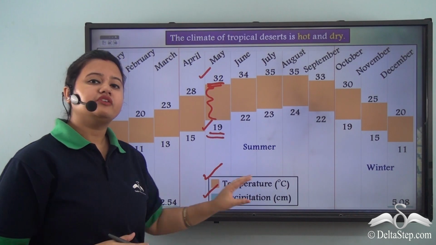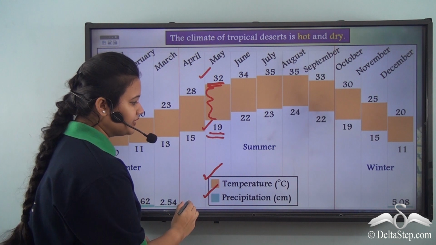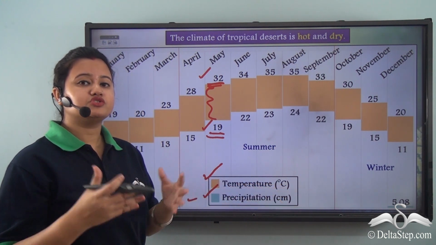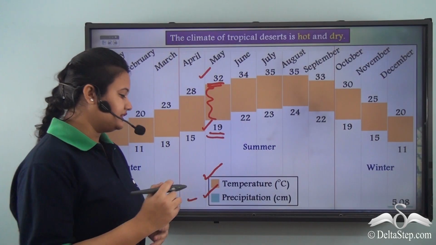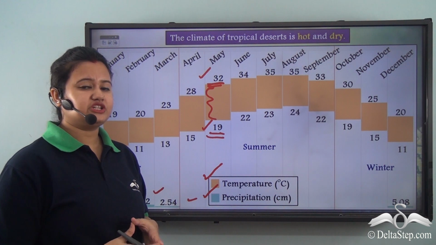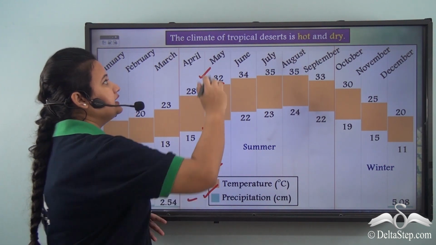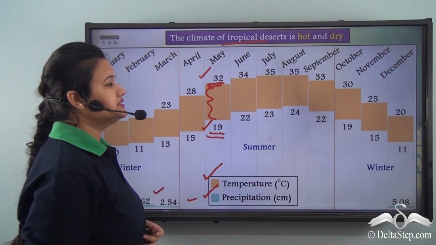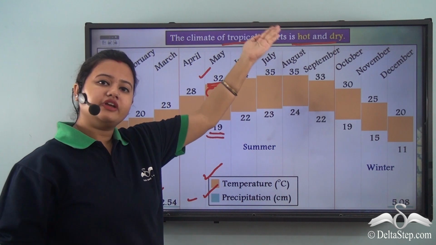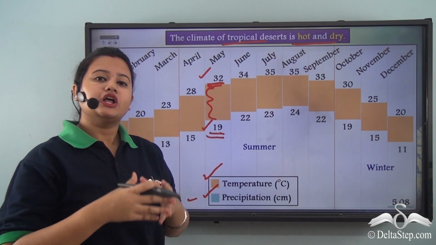Also, the annual rate of precipitation of these tropical deserts is very low. See, here we can find that during the summer months it almost remains dry, whereas in the winter months, although it rains, the amount of precipitation is very low. Thus, overall, we can say that the climate of tropical desert is hot and dry. That is, it has high annual range of temperature and the rate of precipitation is very low.